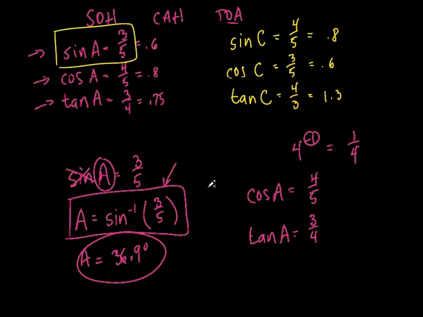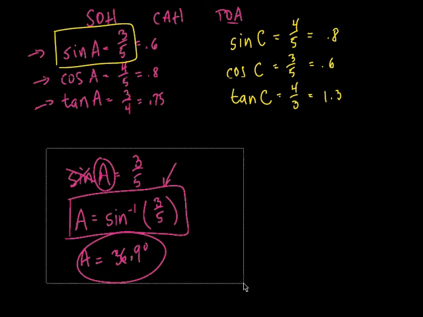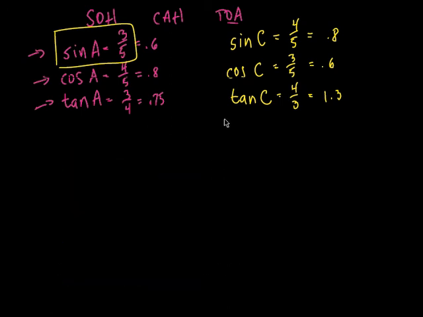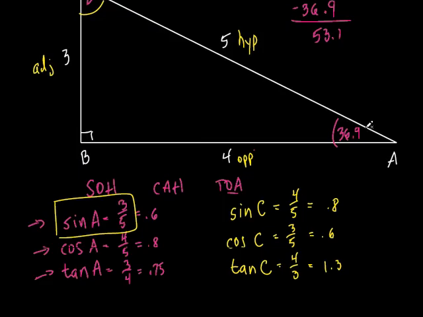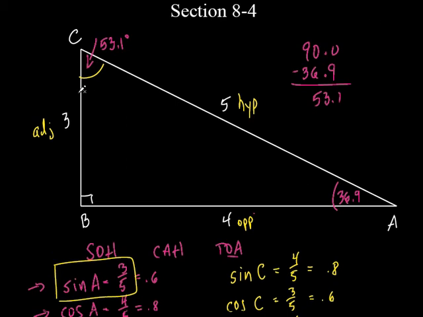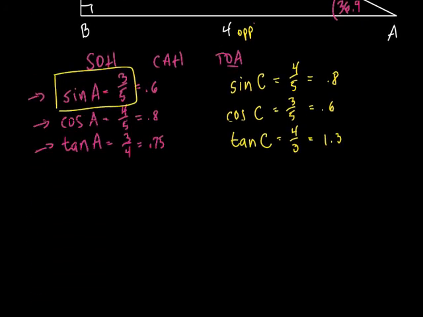Now, what if we did the same thing with C? We already figured out what C was, right? We already talked about that. But let's do the calculator work on it. Because if we figured out A was 36.9, we took it away from 90, and we got this to be 53.1. But let's say we didn't want to do it that way. Let's say we wanted to use the trig function. We could pick any of these three. It doesn't matter which one. Let's just pick the first one.